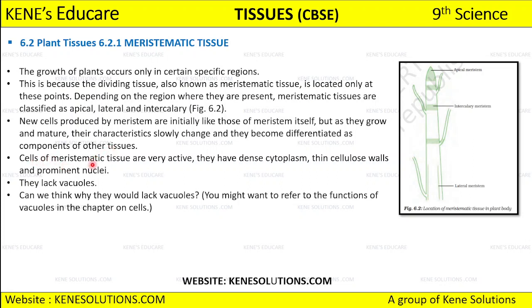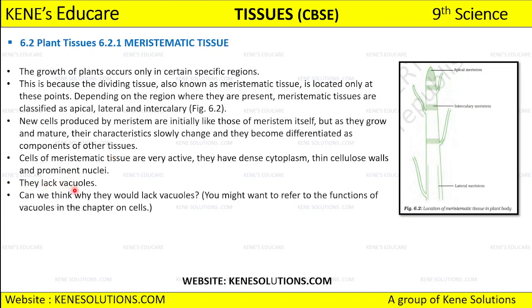So cells of meristematic tissue are very active because they have dense cytoplasm, thin cellulose wall and a prominent nucleus. तो meristematic tissue के जो cells होते हैं वो बहुत ज़्यादा active होंगे. Why? Active क्यों हैं इनके cells? Because they have dense cytoplasm, thin cellulose wall and also a prominent nucleus, okay? But meristematic tissue के cells lack vacuoles.